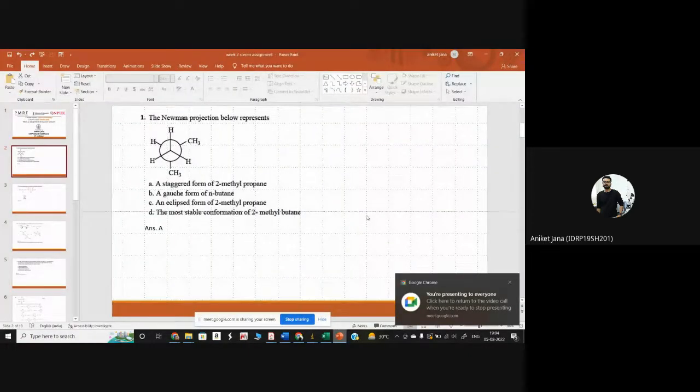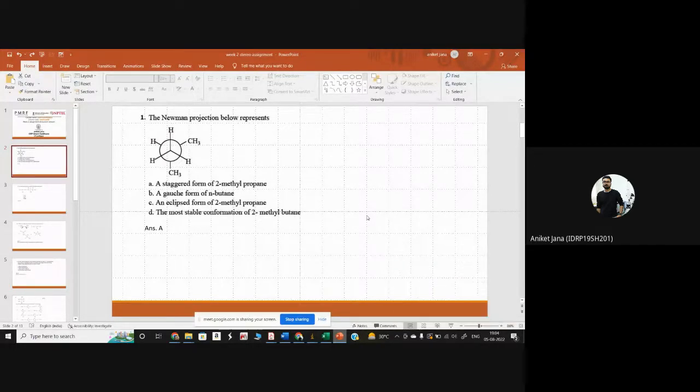So, tell me which one you think is the correct option for question one. What is the correct form? Is it the staggered, gauche, or eclipsed, the most stable conformation of 2-methylbutane? Anybody? Staggered. Yes, it is the staggered form.